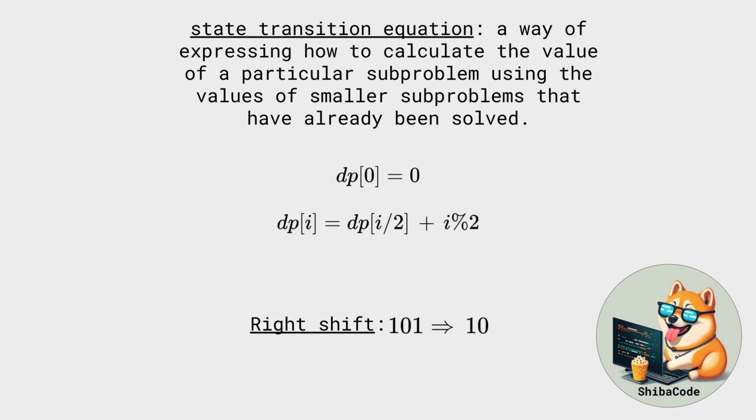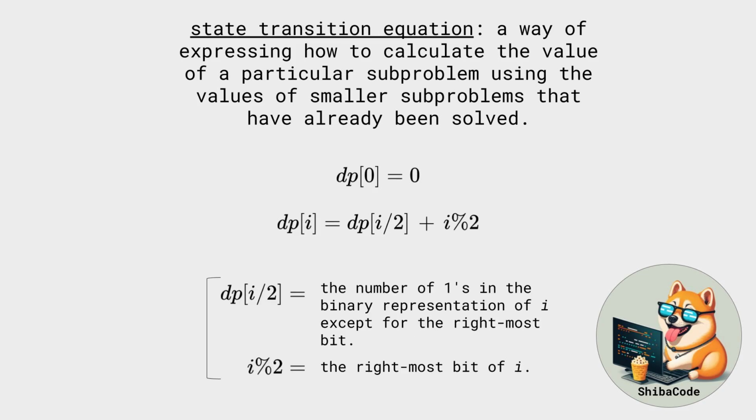For example, if you right-shift the binary representation of 101, then the resulting binary will be 10. In other words, dp[i / 2] is an answer to a smaller subproblem where we solved for the number of 1s in the binary representation of i except for the rightmost bit. In order to take the rightmost bit into account, we then add i modulo 2.